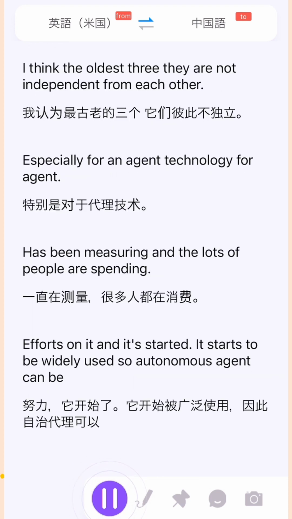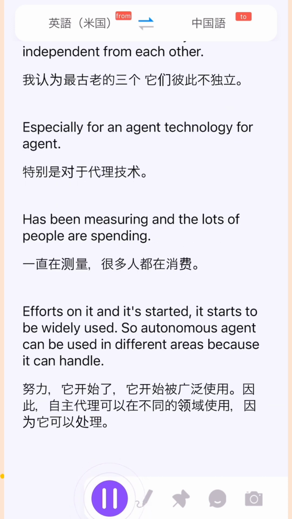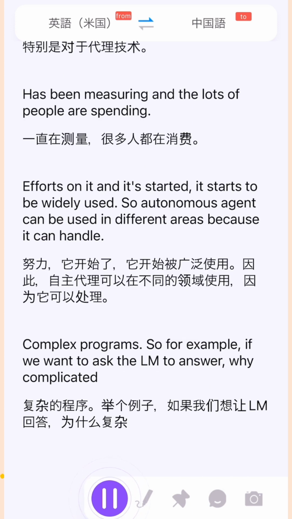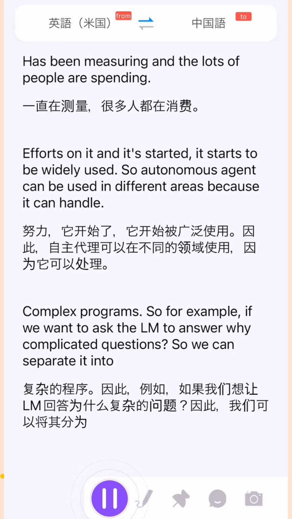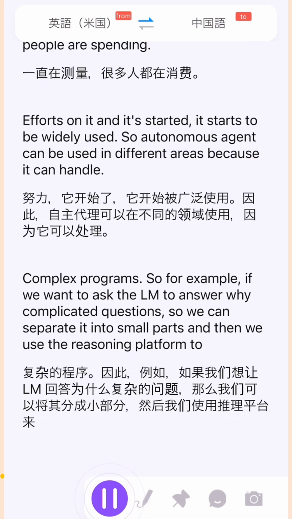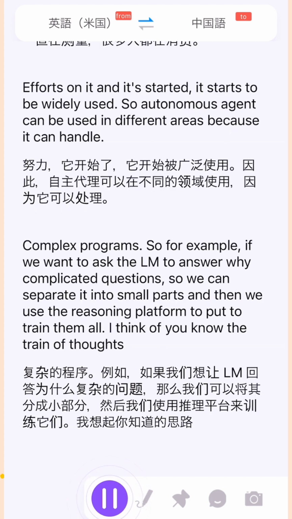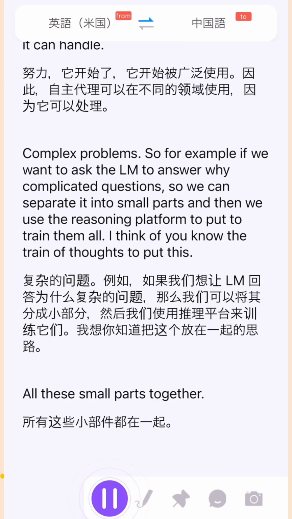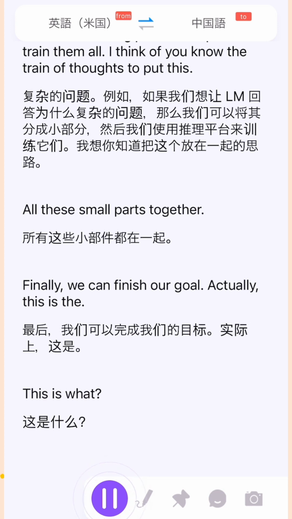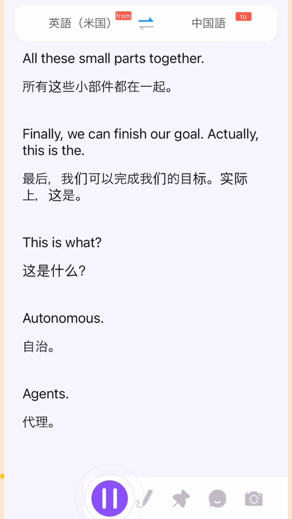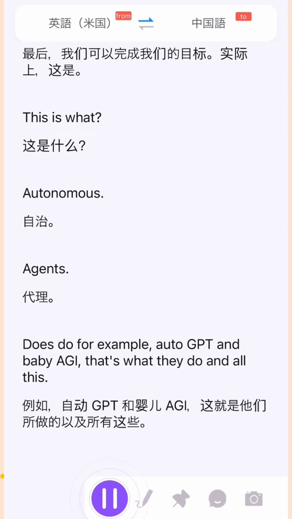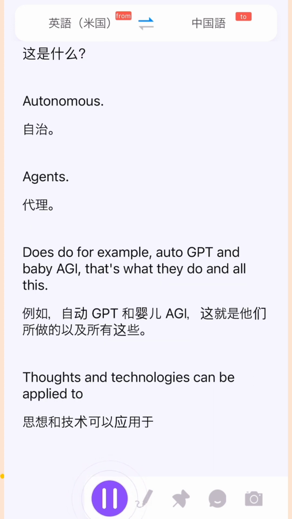So autonomous agents can be used in different areas because they can handle complex problems. For example, if we want to ask the LLM to answer one complicated question, we can separate it into small parts, and then we use a reasoning platform, or I think the chain of thoughts, to put all these small parts together. So finally, we can finish our goal. Actually, this is what autonomous agents do, like for example Auto GPT and Baby AGI. That's what they do. And all these thoughts and technologies can be applied to many areas.